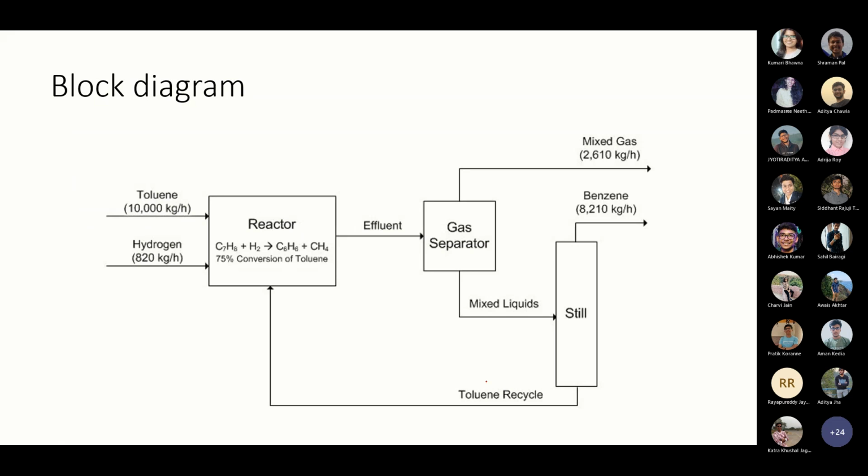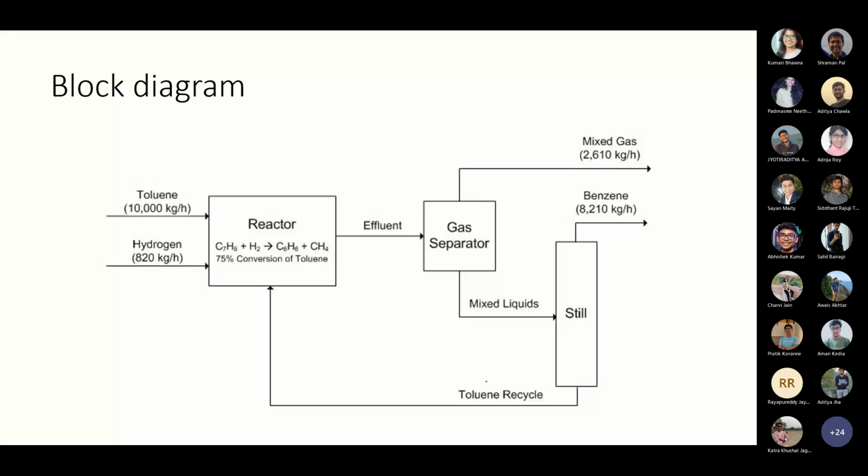Block diagram. In a block diagram, every process, regardless of whether it's a unit operation or unit process, distillation or extraction, is represented as a simple rectangular or square block. Whether it's a reactor, a separator, a dryer, or a pump, everything is simply represented by a rectangular or square block. That's why it's called a block diagram.